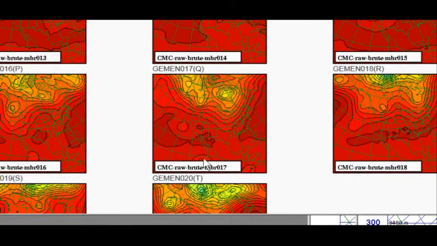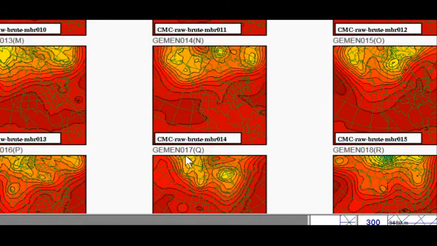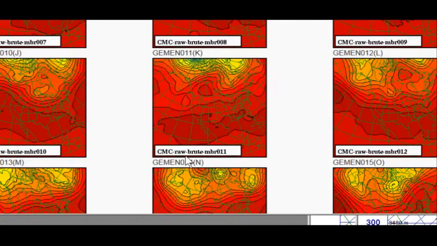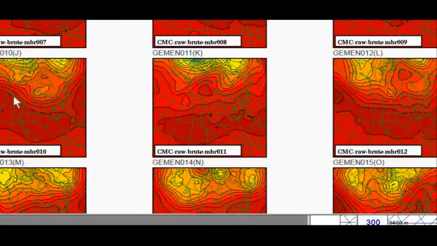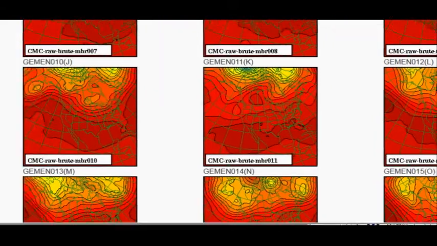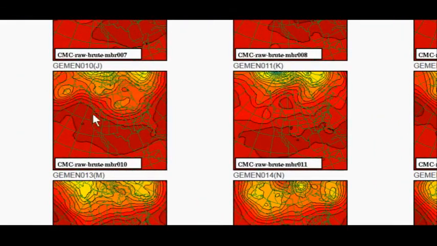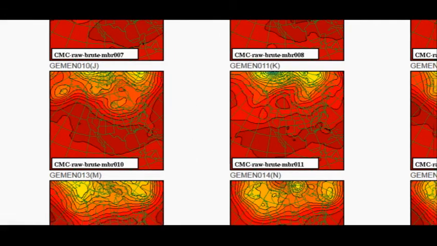See, I'm looking at all the member fields here. Yeah, it does look like the majority of these have some ridging. This one is a lot different, for example. So this is where we have some disagreement. This one going for a big ridge off the west coast. So this is kind of how we go through the ensemble fields.